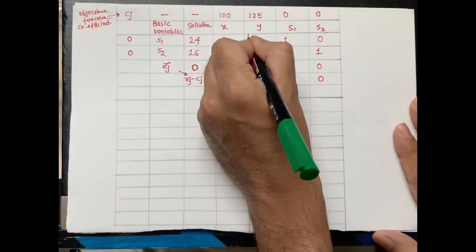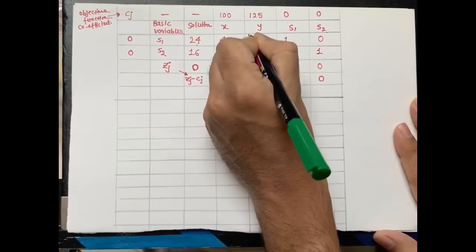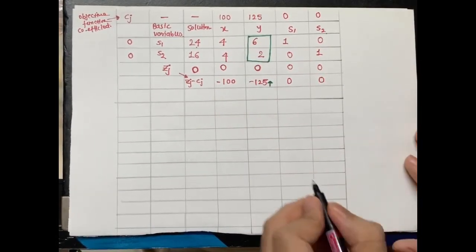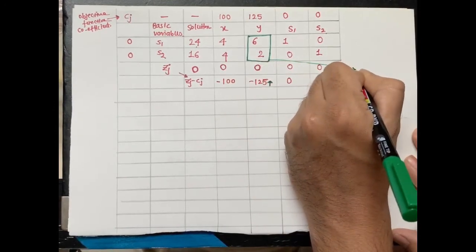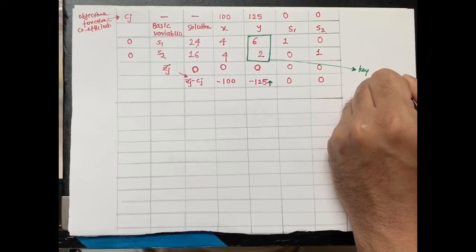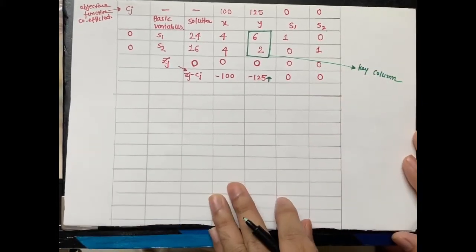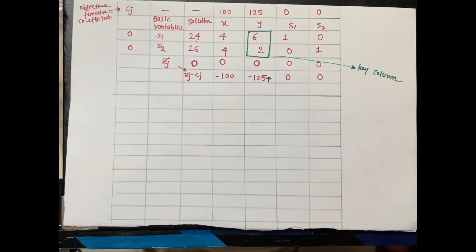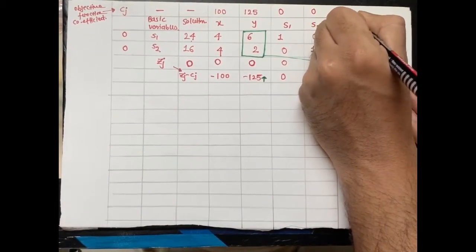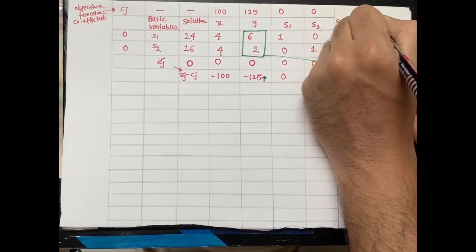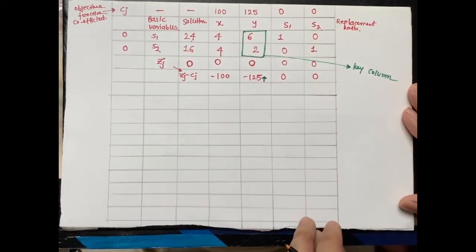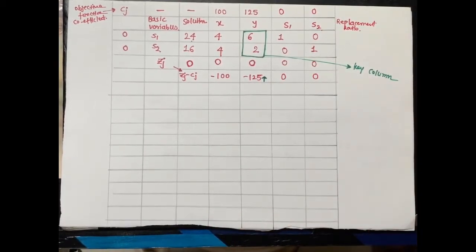Corresponding to this, whatever cells I have here, I draw them in a box. So, this column is referred to as our key column. Here I require to add one more column, that is my replacement ratio.